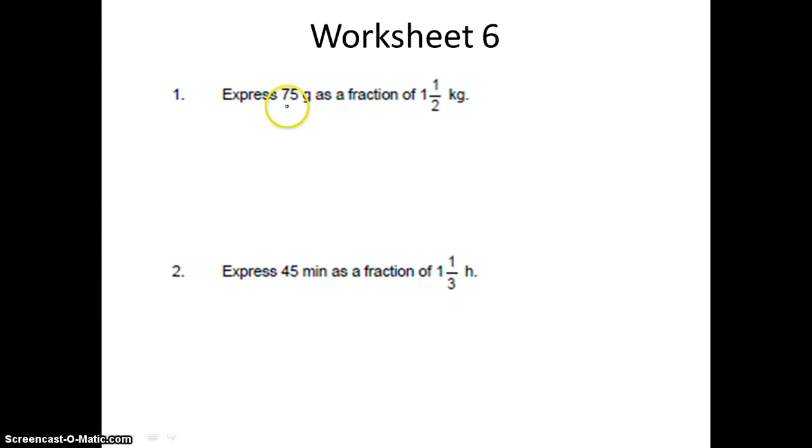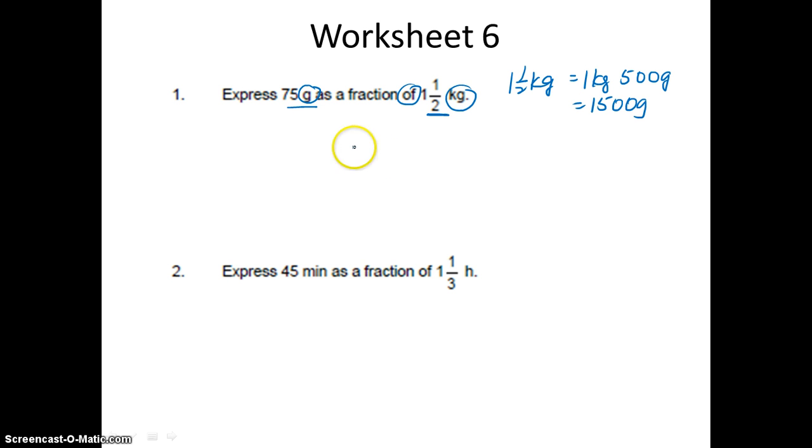Express 75 grams as a fraction of 1.5 kilograms. Again, for a fraction, I make sure that my units are the same. So 1.5 kilograms is 1 kilogram 500 grams, which is 1,500 grams. So I want to express it as a fraction of 1,500 grams. I take 75 out of 1,500. Answer is 1 out of 20.